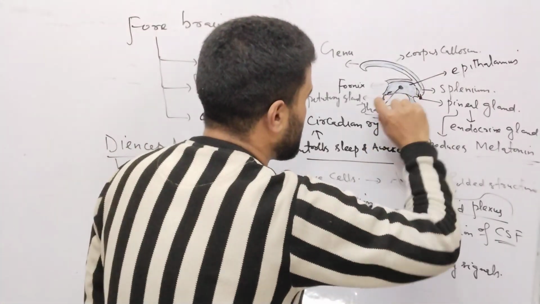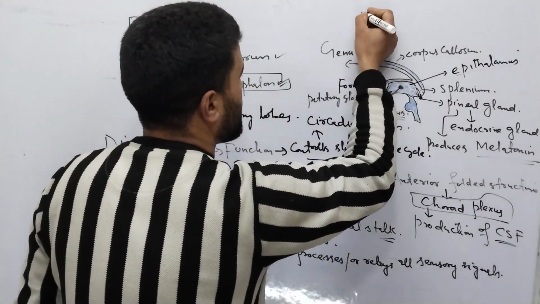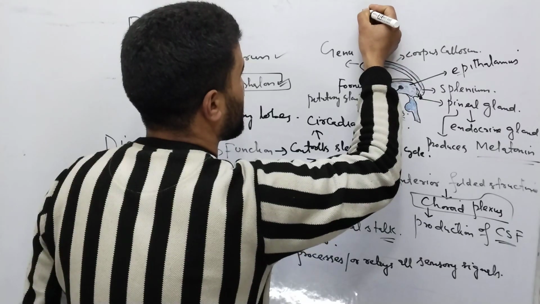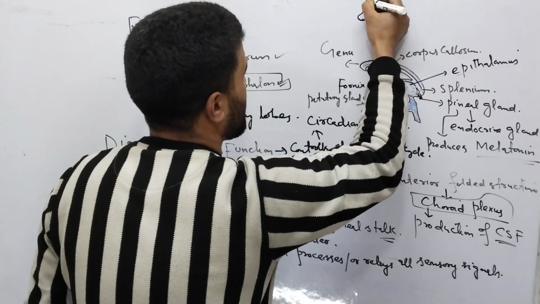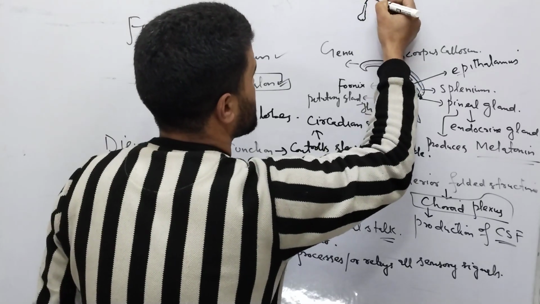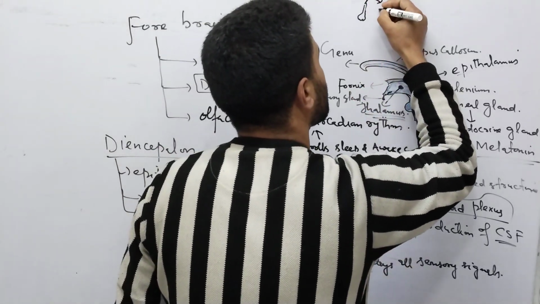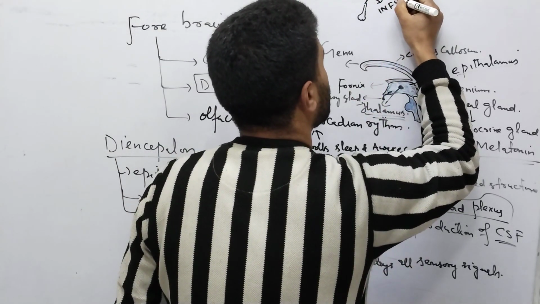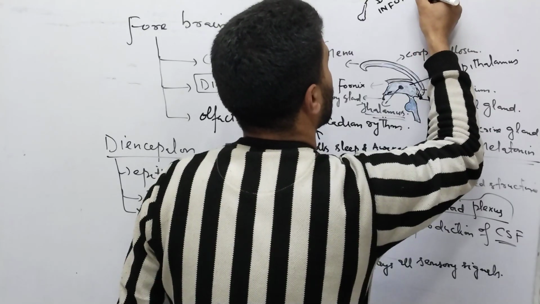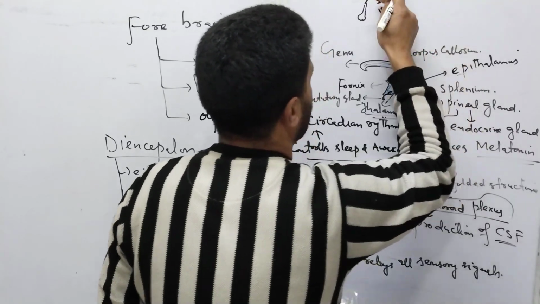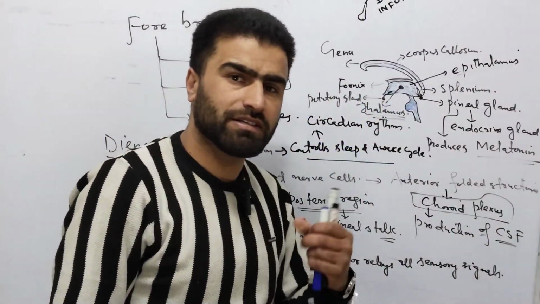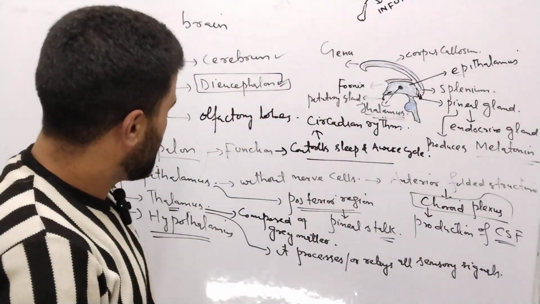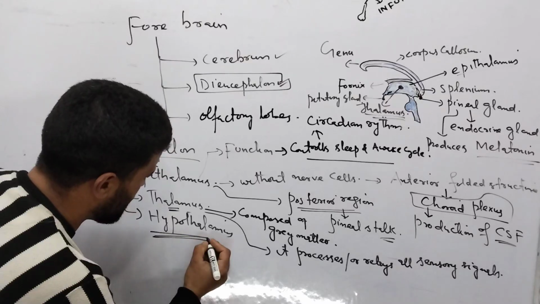The connection, if this is a small pituitary gland here, here is a hypothalamus. They have a connection here. This connection is called infundibulum. A direct connection between hypothalamus and pituitary gland. That's called infundibulum. Now, what is this hypothalamus all about?